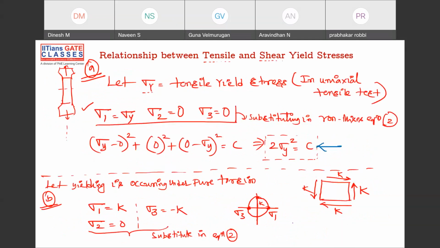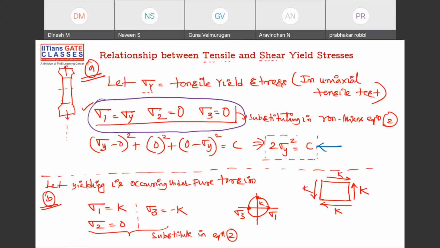Now what we are trying to do is some tensile test. In a tensile test, if you have three directions, X, Y, and Z, you concentrate only on one axis. The other two axes don't have any stresses. You already know this. Now these are the conditions, these are the principal stresses.